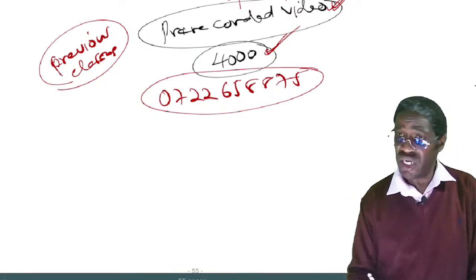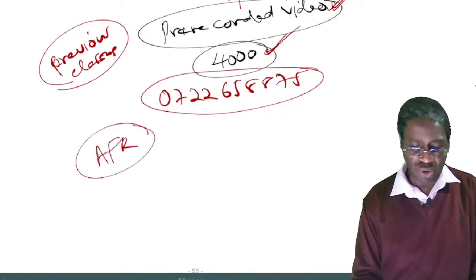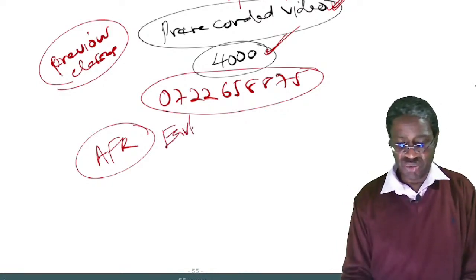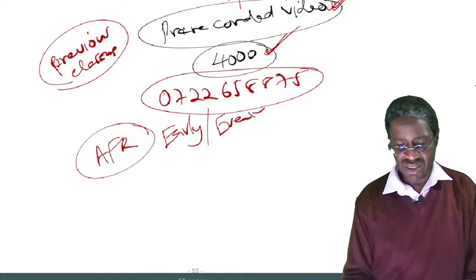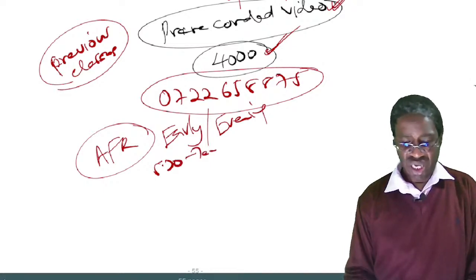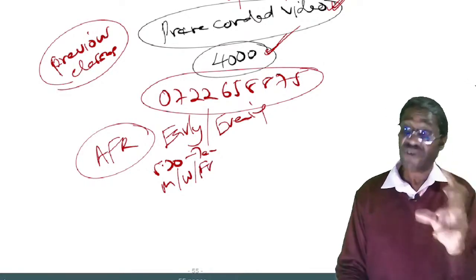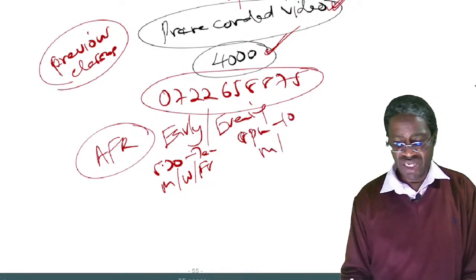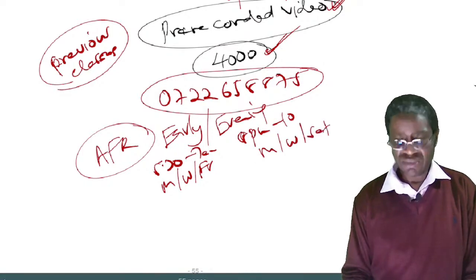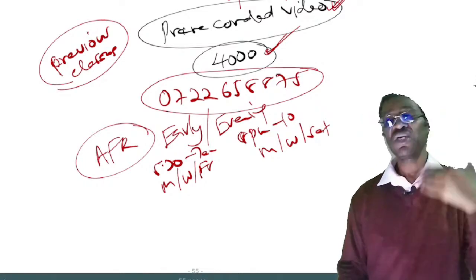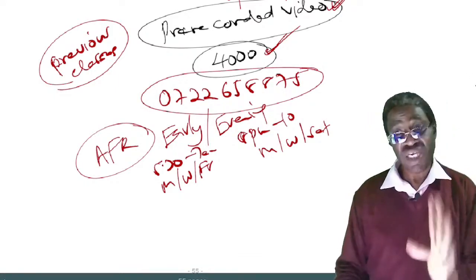Now, some of you are here and you have friends who are doing advanced financial reporting. We are also teaching advanced financial reporting. For advanced financial reporting, we have either early morning or evening classes. Early morning, we have from 5:30 in the morning to 7 in the morning, every Monday, Wednesday, and Friday. Evening, again from 8 p.m. to 10 p.m. every Monday, Wednesday, and Saturday. Again, if you miss a class for whatever reason, the same way as for financial reporting, you can still go back and watch your video at any other time.